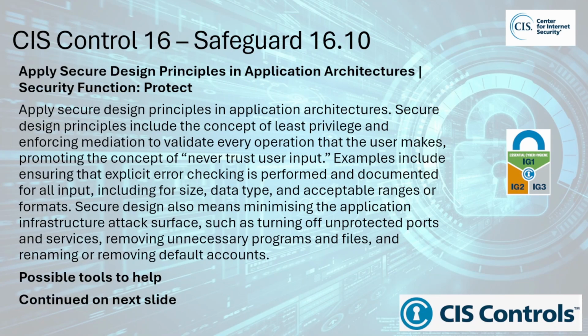Safeguard 16.10, apply secure design principles in application architecture, comes under the Protect security function and is within Implementation Group 2. This safeguard emphasizes integrating secure design principles into the application's architecture. These principles are designed to minimize vulnerabilities by ensuring that security is built into the application's design from the very beginning. Key concepts include the principle of least privilege, input validation, and minimizing attack surface by eliminating unnecessary services or programs. Why is the safeguard important?